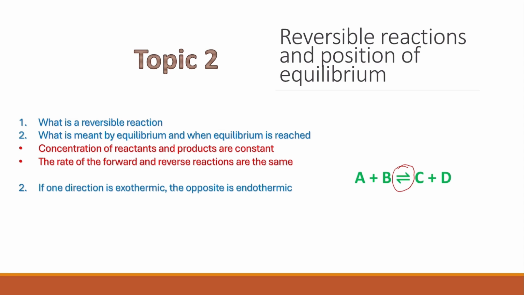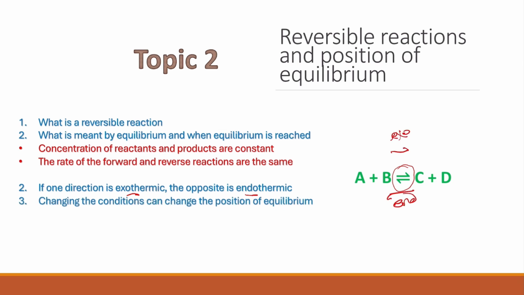You should know that if one direction of a reversible reaction is exothermic, the opposite is endothermic. So if the forward reaction is exothermic, then the reverse will be endothermic. And you should know that changing the conditions could change the position of equilibrium either towards the reactants or towards the products.